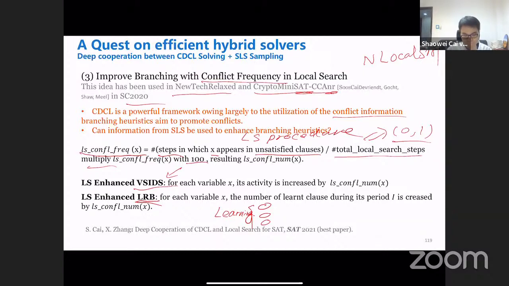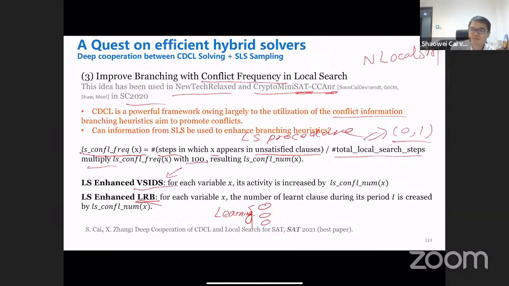So we know that local search solvers now perform well on random benchmarks and also on some specific structured benchmarks, right? So if we know with high confidence that an instance is satisfiable, can we expect the local search solver to perform better than the CDCL solver?